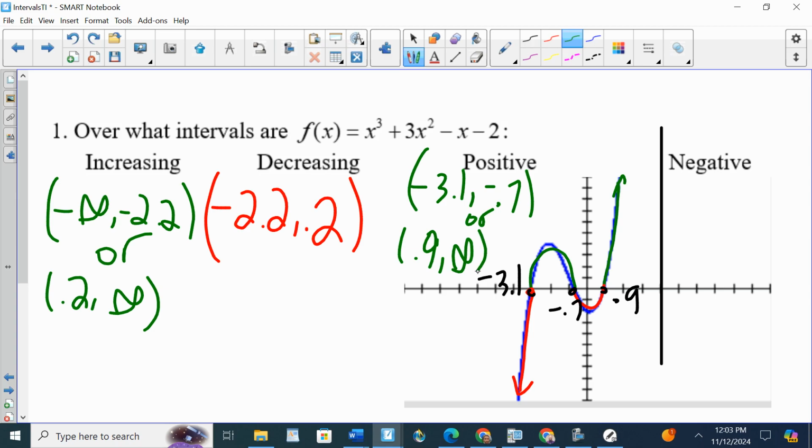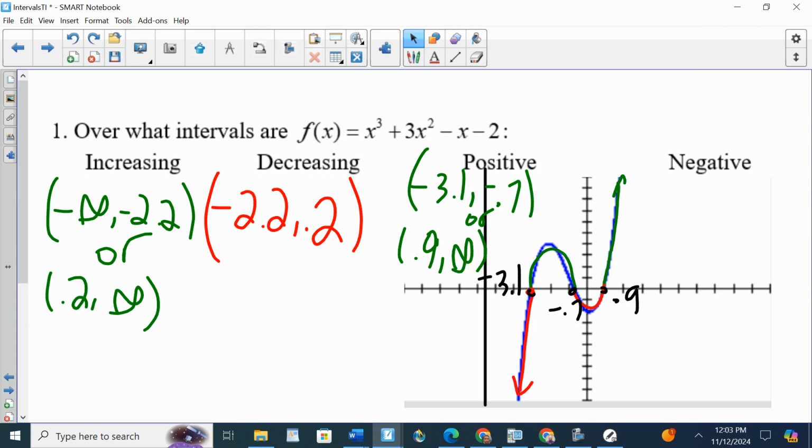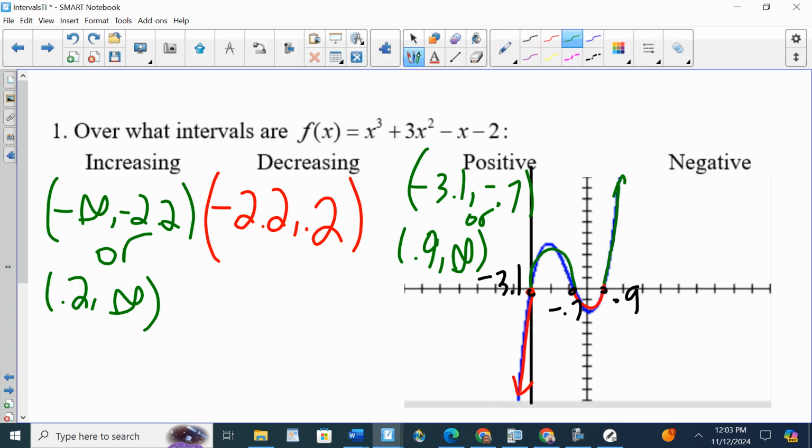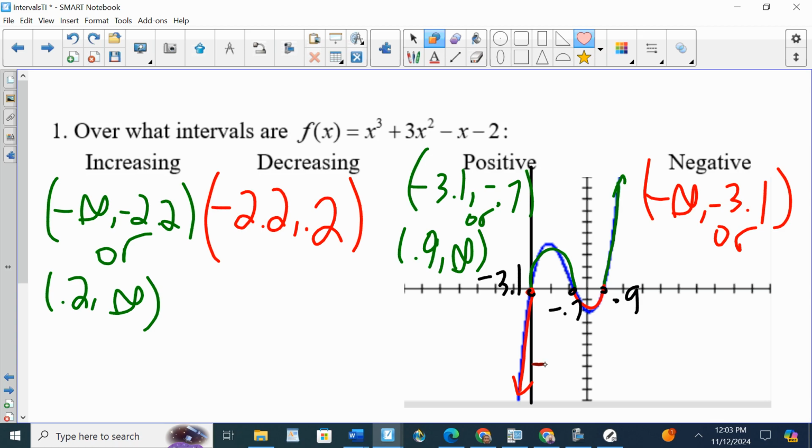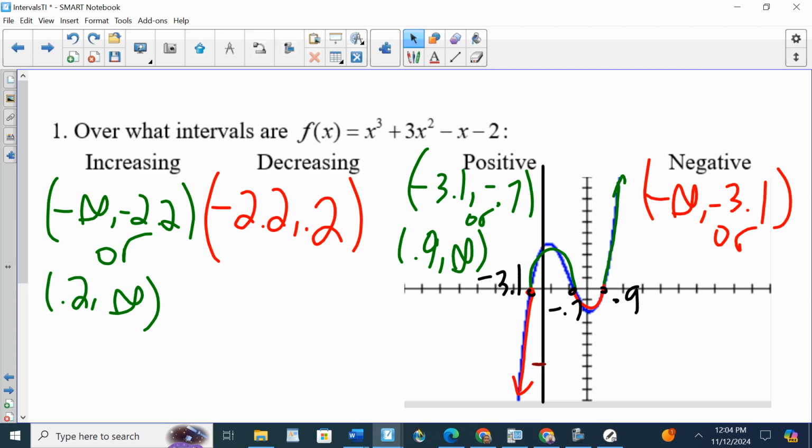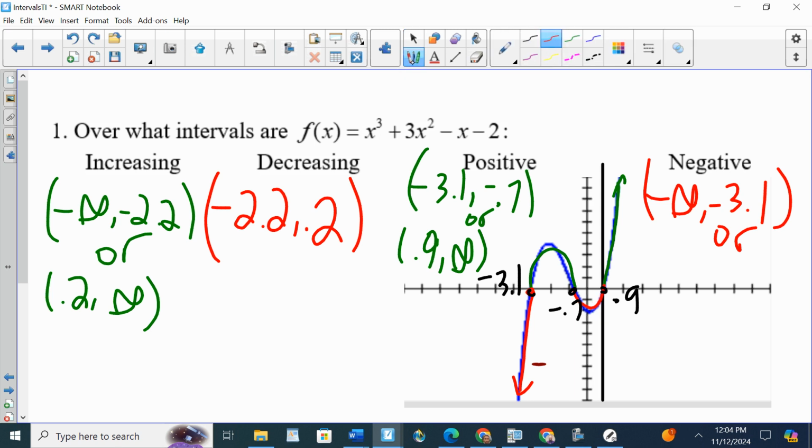Negative, this first negative piece, left to right, that's negative infinity to negative 3.1. I've got another red piece, so I write 4. This red piece starts at negative 0.7, it ends at 0.9, negative 0.7 to 0.9.